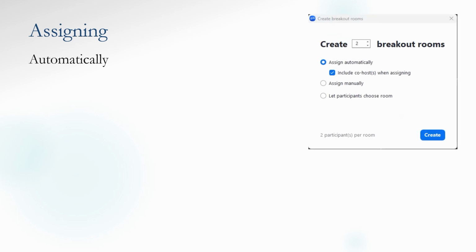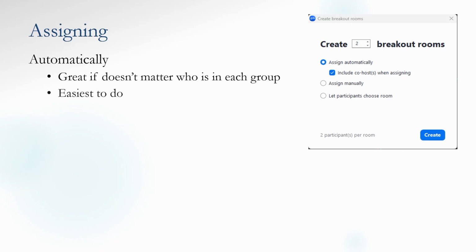When creating breakout rooms, you have 3 different options for assigning to the room. The first of these is to create the room automatically. This works great if it doesn't matter who is in each room. It is the easiest way to create breakout rooms. If there is a co-host, you will need to either include or exclude the co-host from being assigned.